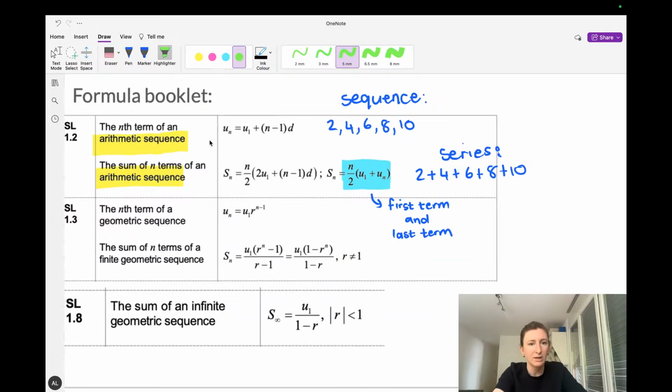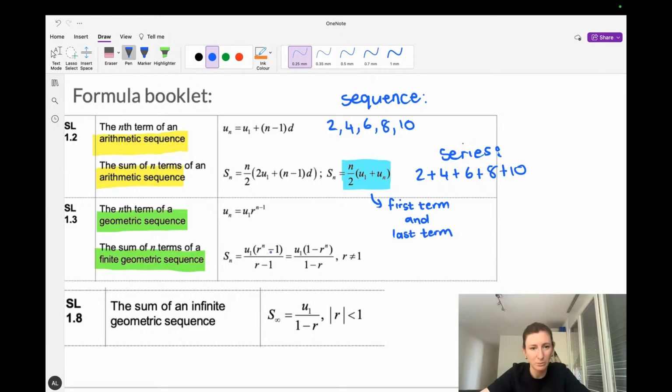let's do it in green, geometric sequences. So the nth term of a geometric sequence, and then the sum of a finite geometric sequence. It's important to note, finite. Obviously, we can't do the sum, well, we can, but for now, with the sequence, it's the sum of a finite geometric sequence. So when you know the end number, you can use this formula. There is also the sum of an infinite geometric sequence.